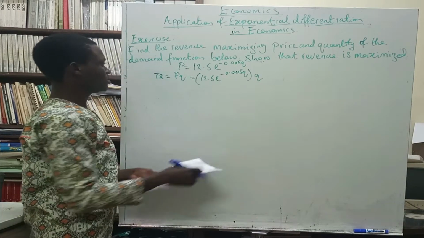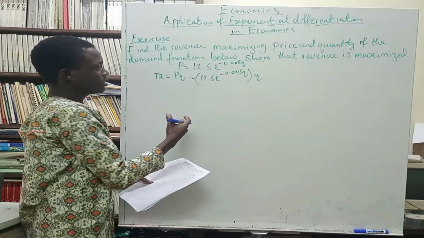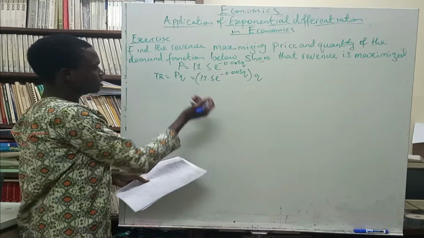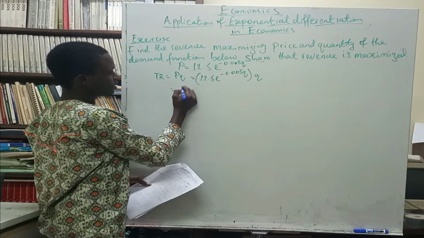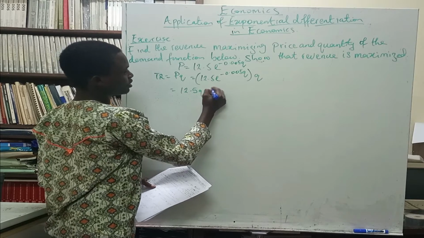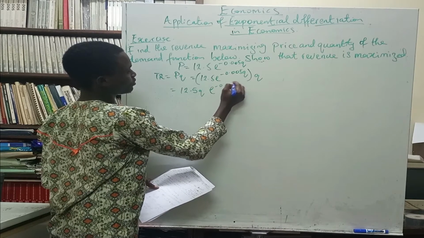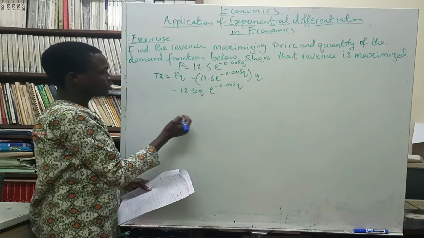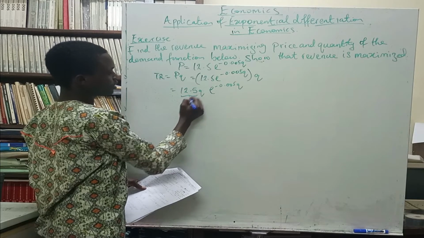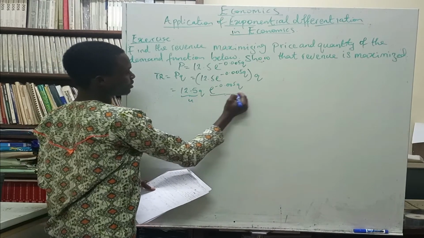What we have to do here is, this is a product. It's more or less saying we have 12.5 Q, and then we have e raised to minus 0.005 Q. So this is a product, and a product is saying that we take the first one as our U, and the second one as our V.